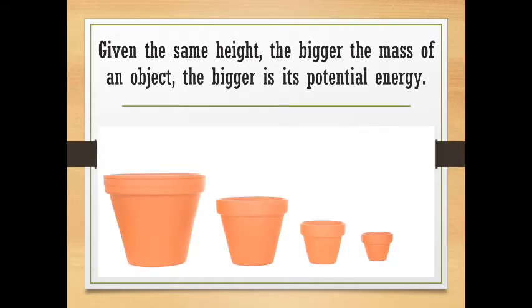When these pots with the same height from the ground fall to the ground, the one with the bigger mass will have more impact with the ground. Thus, it will have more damage than the other pots. Given the same height, the bigger the mass of an object from the ground, the bigger is its potential energy.